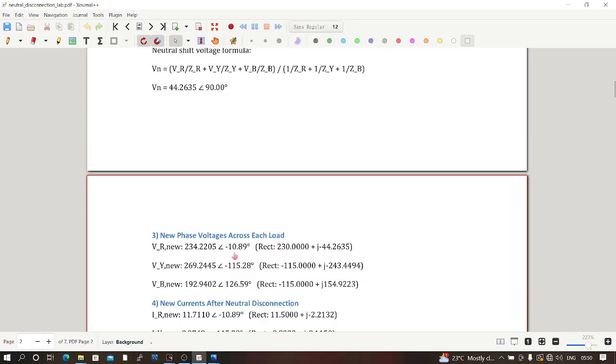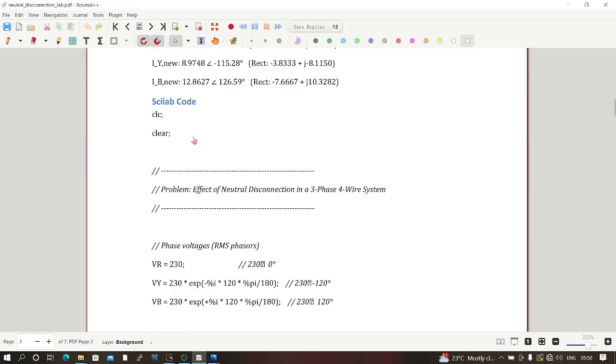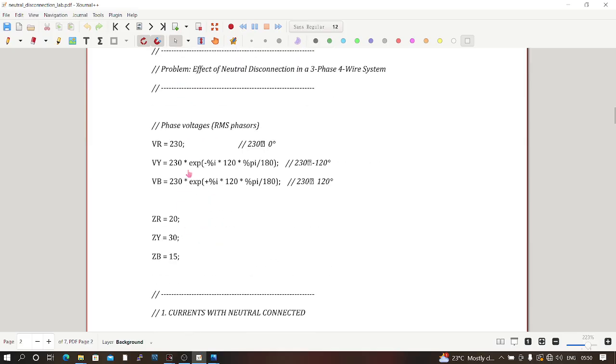These calculations I have done in a code. Now I am going to explain the SCILAB code. If you type all the same things in SCILAB, you will get the values executed. So the VR value we are taking as 230 at an angle of 0 degrees. The angle is not represented here, it is just marked as a question mark when copying. Next, the VY value is 230, and we write percentage i 120 percentage pi, where percentage i indicates the angle, so we represent it as 230 at an angle of 120.